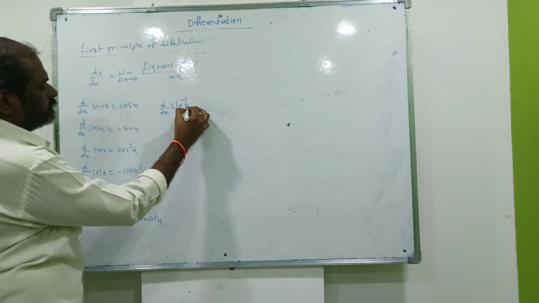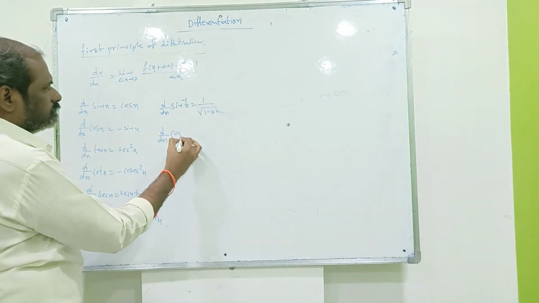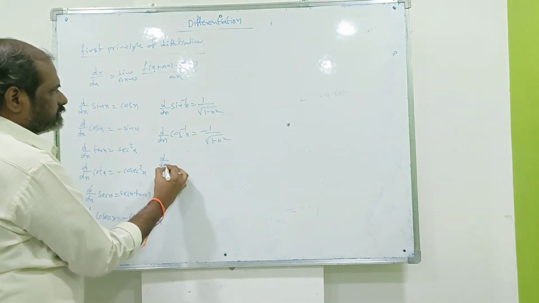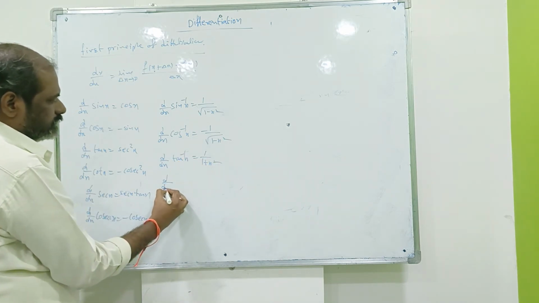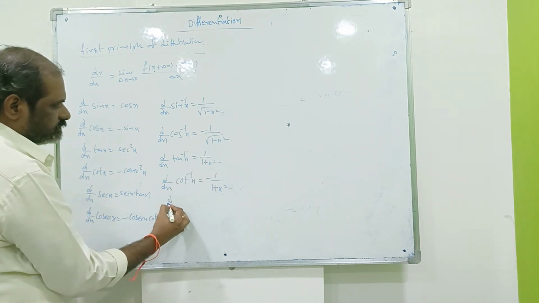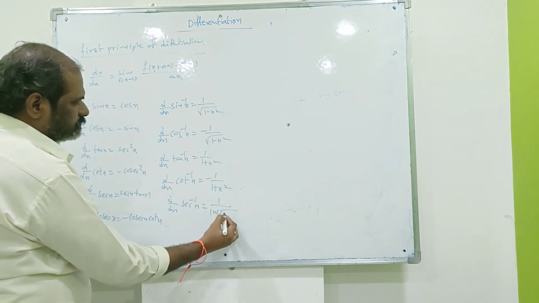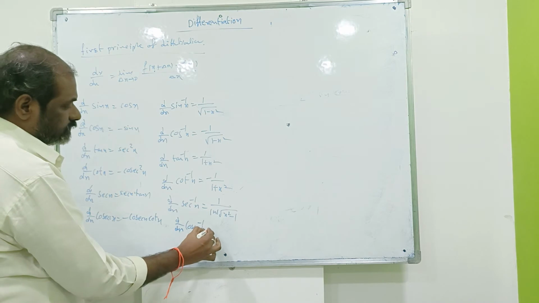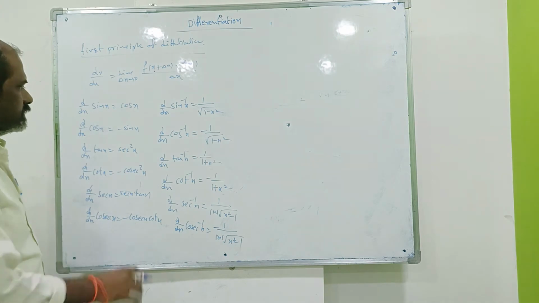d by dx of sin inverse x, 1 by under root of 1 minus x square. d by dx of cos inverse x, minus 1 by under root of 1 minus x square. d by dx of tan inverse x, 1 by 1 plus x square. d by dx of cot inverse x, that is minus 1 by 1 plus x square. d by dx of secant inverse x, 1 by mod x into under root of x square minus 1. d by dx of cosecant inverse x, that is minus 1 by mod x into under root of x square minus 1. These are inverse trigonometry.